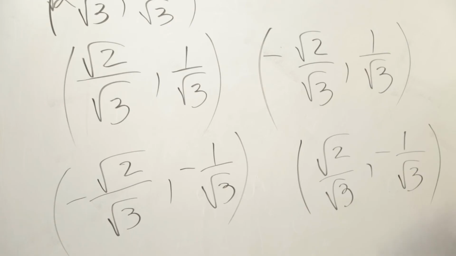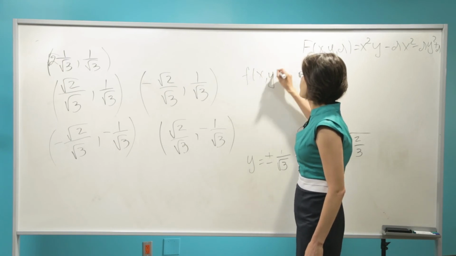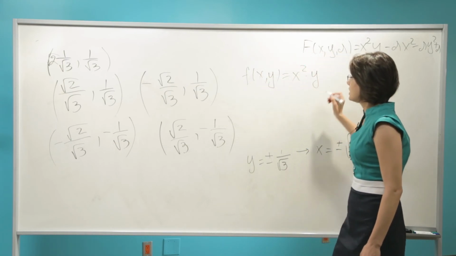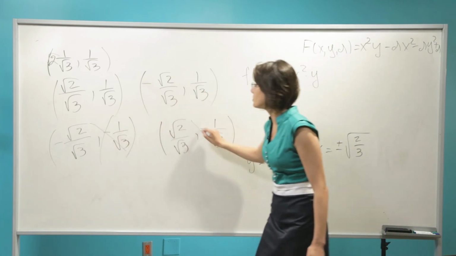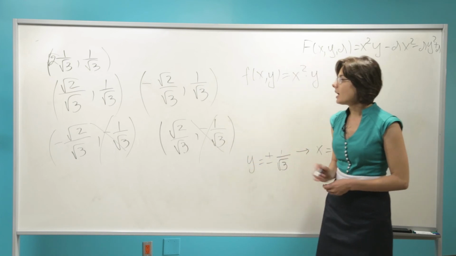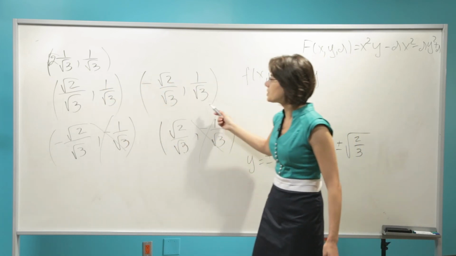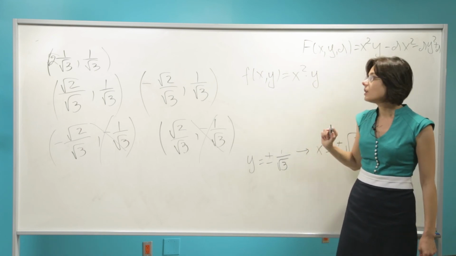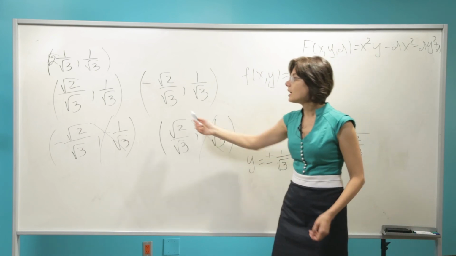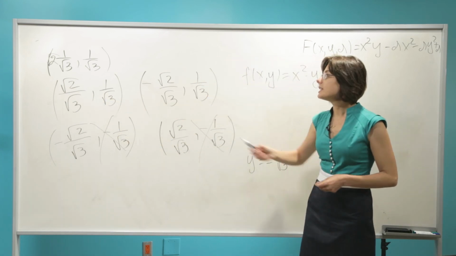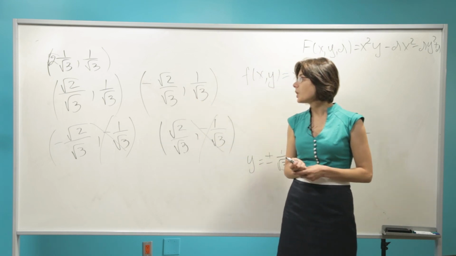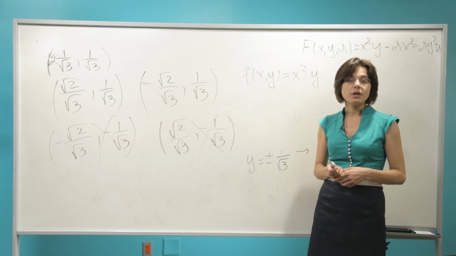Now we have to look at these 4 points and find which points will give us the maximum value of the function. Since our function f of x, y, x squared times y, is negative when y is negative, these 2 points would not give us the maximum value of this function. And if you look closely, these 2 points will give us exactly the same values. So the maximum value of the function will be attained at the points square root of 2 over square root of 3 and 1 over square root of 3, and negative square root of 2 over square root of 3 and 1 over square root of 3. Now it's your turn to practice.